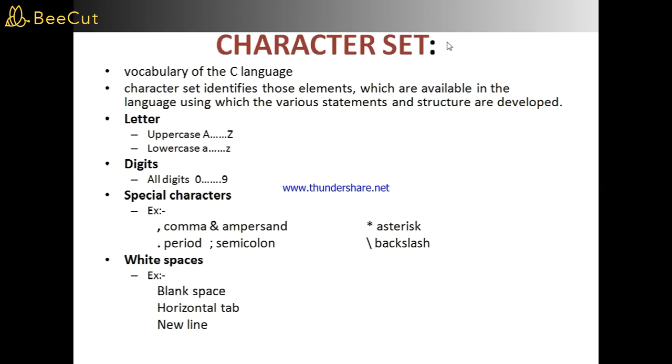Next is a simple topic: character set. The characters include letters, a combination of letters, that means uppercase as well as lowercase, so simply we can call it capital letter and small letter. Digits contain 0 to 9. Special characters, okay, so these are the basic special characters. It also contains some more characters, which we will discuss later on. Then white spaces.